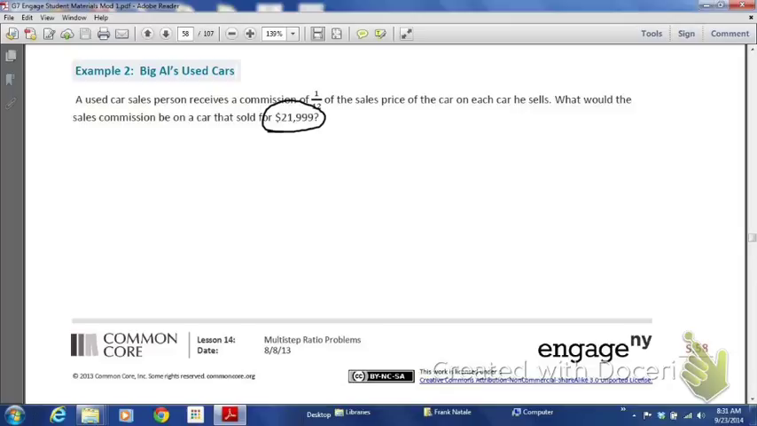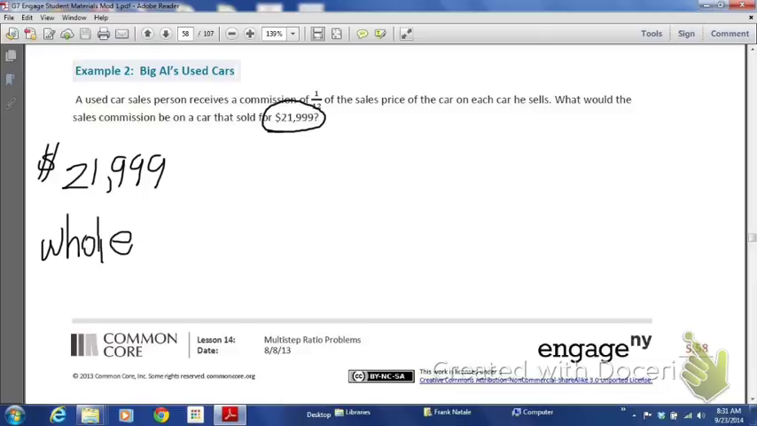$21,999. Okay, so here we go. So this is the price. Now again, you can see how this is different than a discount. We're not trying to find any discounts. All right, we're trying to find what portion of this $21,999 that this salesperson is going to receive. Okay, so here is our whole in this case, right? Here's our whole, $21,999. Okay, now we want to find out what 1/12 of that sales price is.